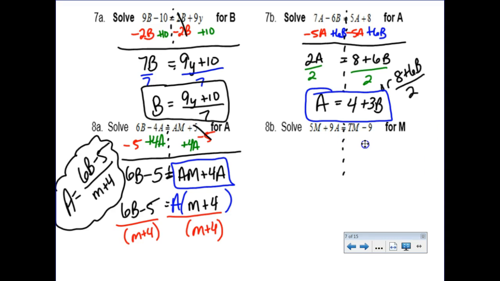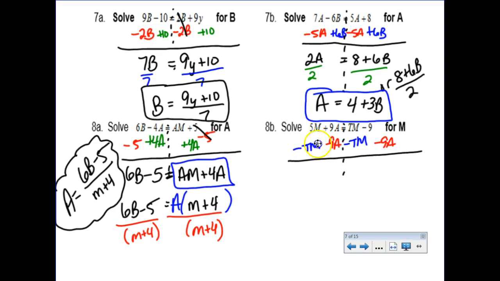Alright, next term. Our next problem, we're trying to solve for the m term. So we're going to bring all the m's to one side. It really doesn't matter where. A lot of you like bringing the variable to the left. Unfortunately, there's a lot of variables here, which means the 9a has to move. So I'm going to subtract 9a.